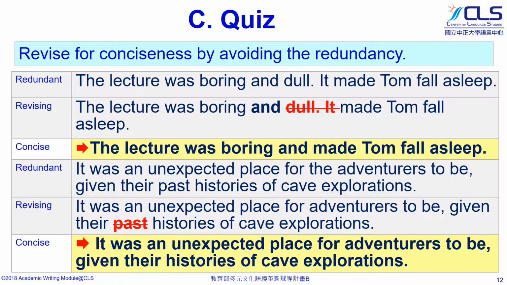In the first sentence, we can delete dull because it means the same as the word boring and does not contribute any meaning to the sentence, and then delete the pronoun it. In the second sentence, we can delete past since this word is redundant and does not add any additional information to the word histories, which usually means what happened in the past.